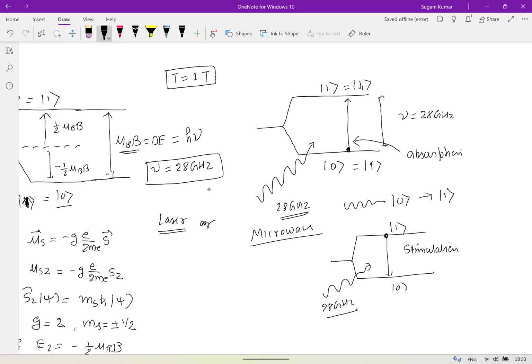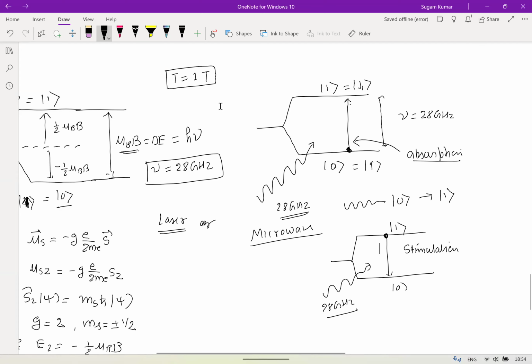So a same-frequency photon can cause absorption, and in this process, the electron goes from the ground state to a higher state by flipping its spin. But on the other hand, if the electron is already in the upper state, and you shine the 28 gigahertz radiation, then it is going to cause stimulation. And in this process, the electron comes to the ground state by again flipping the spin. All right.